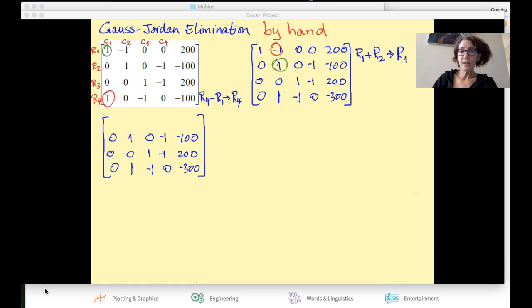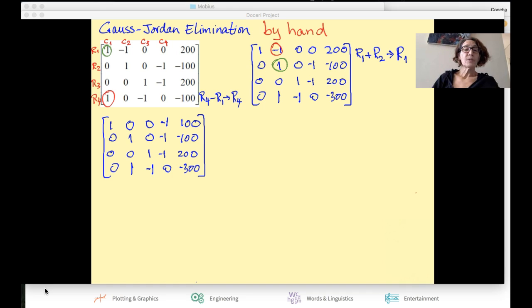So the new row 1 is going to be, the first entry is 1 minus 0, which is 1. Sorry, that first entry was 1 plus 0. I wasn't subtracting, I'm adding. So the second entry is negative 1 plus 1, which gives me 0. The third entry is 0 plus 0, which is 0. The fourth entry is 0 plus negative 1, so I get a negative 1. And then the last entry is 200 plus negative 100, so that's positive 100.